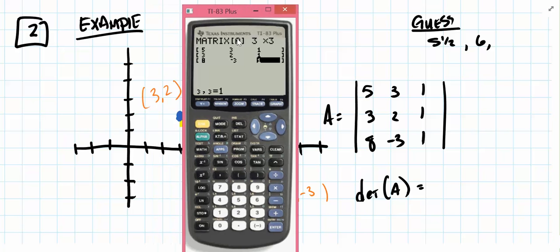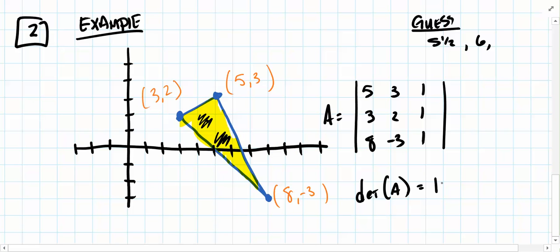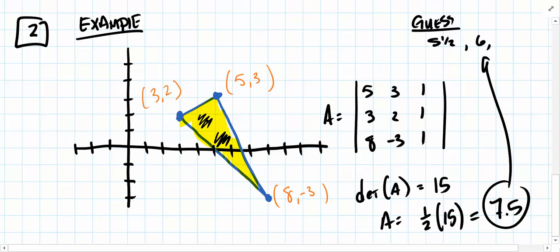Over here we've entered this matrix, 5, 3, 1, 3, 2, 1, 8, -3, 1, into our calculator, and we want the determinant of that matrix. So we go to math, get the determinant, matrix 1, and I'm getting 15. So the determinant of this is 15, and therefore the area is equal to half of 15. What's half of 15? 7.5. Were we close on our guesses? We guessed 6. Is that pretty darn close?